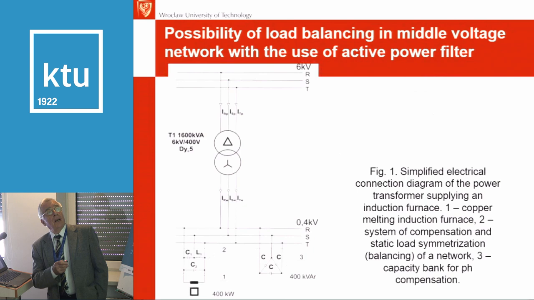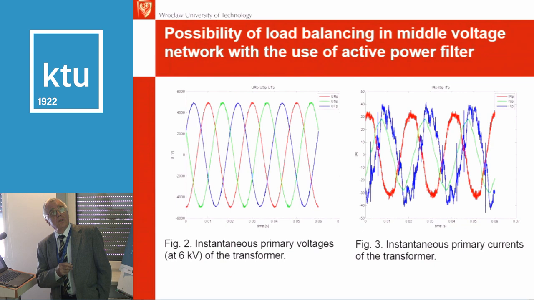We checked the currents and the voltages at both sides, the medium-voltage and low-voltage sides, and we found that for the voltage in the primary system at 6 kilovolts, there's no asymmetry. It's very little. As you will see, the difference between the RMS values is very little. However, with the current, we have a problem.